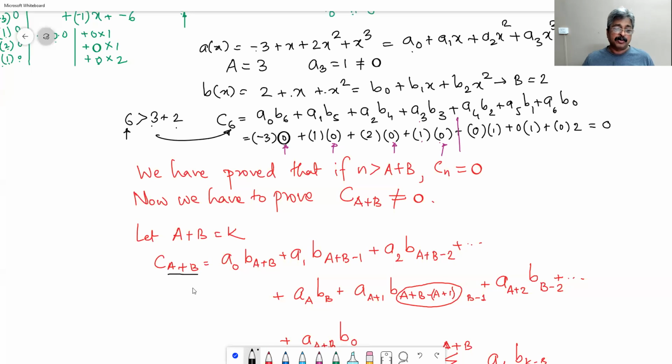In our example, a plus b was 5, a0 was minus 3, and b a plus b, that is b5, was 0. a1 was 1, b4 was 0, a2 was 2, b3 was 0. Okay. Now a3 was 1, b2 is also 1.